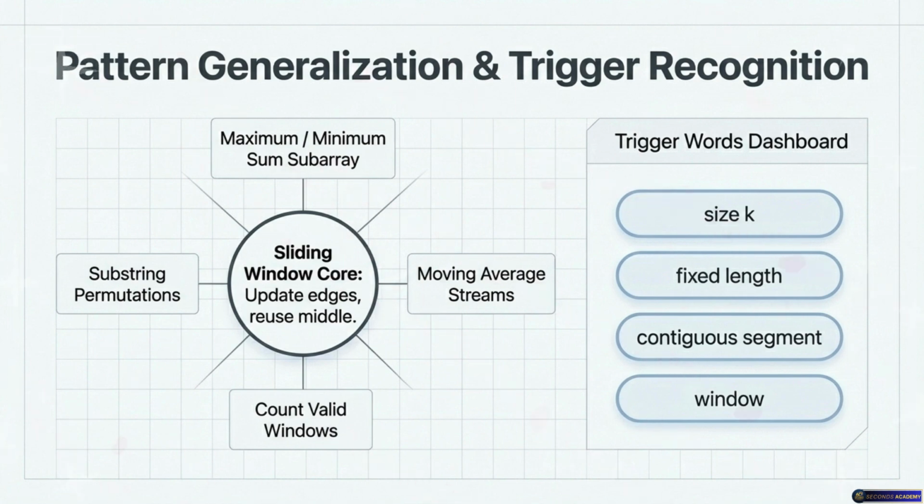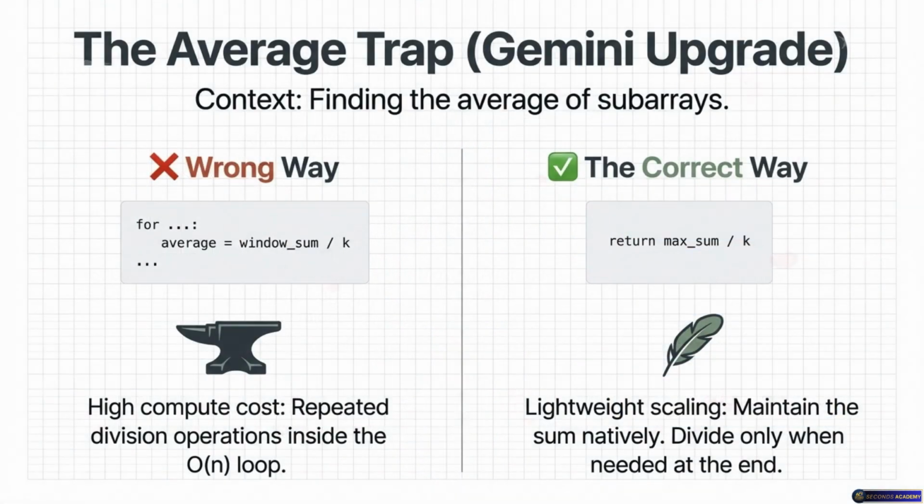Speaking of averages, I want to play the role of a slightly naive candidate here. Okay, let's hear it. So if I need a moving average, I'll just keep my sliding window sum and divide it by k inside my loop on every single step. That way I have the average ready to go. Yeah, no, mathematically it works, but structurally, that is a glaring inefficiency. We call that the average trap. The average trap. You should almost never execute division operations inside the core iteration of an algorithm if it can be avoided. Why is that, though? I mean, to a junior dev, math is just math.